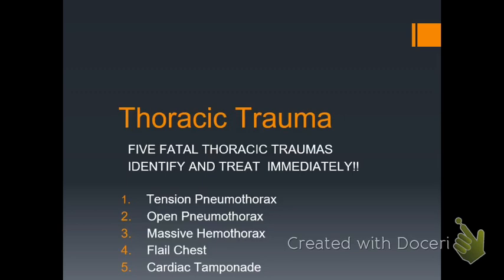So this section just goes over things. We talked about pneumos and hemos just for the last test. Flail chest is basically broken ribs, and cardiac tamponade we kind of talked about. So this goes over it again.